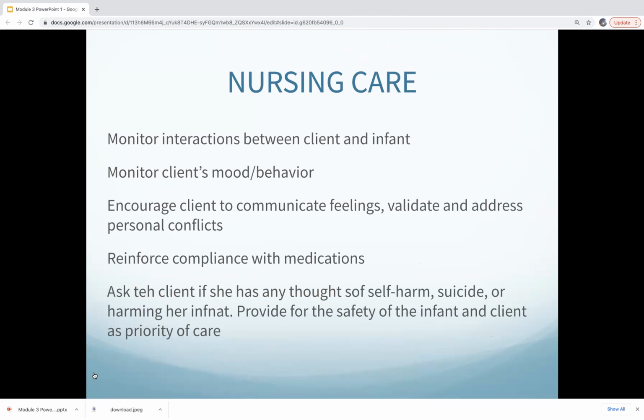Nursing care is really monitoring those interactions between mom and baby. And we talked about that in our postpartum assessment, remember? Monitoring mom's behavior, encouraging her to communicate, validate, address personal conflicts, reinforce compliance with medications. If she was on medications, continue to take those medications. Make sure that she's working with her OBGYN, the pediatrician, if she's breastfeeding. There are medications that they can still take while breastfeeding. Obviously, there's medications they can't take while breastfeeding, right? But ask the client if she has any thoughts of self-harm, suicide, harming her infant, and provide for the safety of the infant and child.